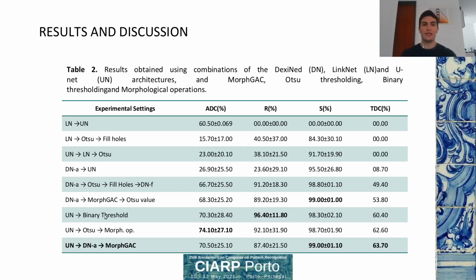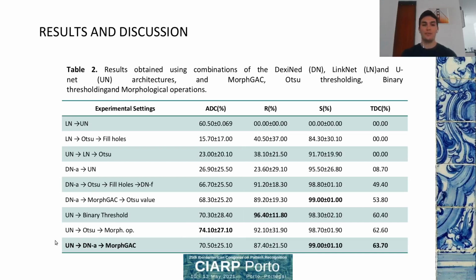We also have the combination using the UNet, followed by a binary thresholding operation that had the recall score of 96.40, and the combination using the UNet connected to an Otsu thresholding operation followed by morphological operations, with the best result for the ADC metric.